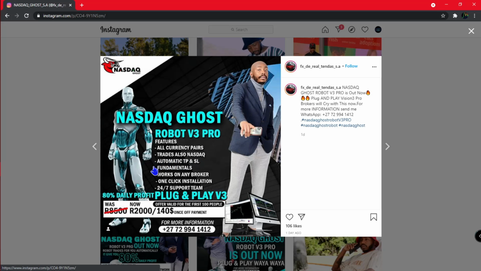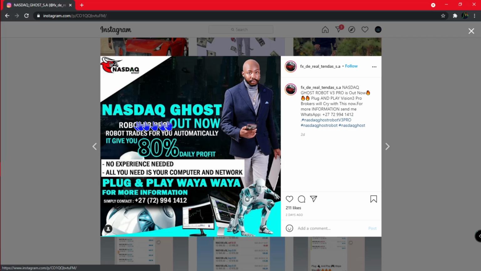It also says that it works using the fundamentals, and from what I've seen while backtesting it, it doesn't do that either. This post over here says that the Nasdaq Ghost will give you 80% daily profit. But 80% daily profit of what? The amount in your account, or the amount of trades that you are taking with the robot? Doesn't really make that clear. What it does make clear is that it says you don't need any experience, and the only thing you will be needing is your computer and network.